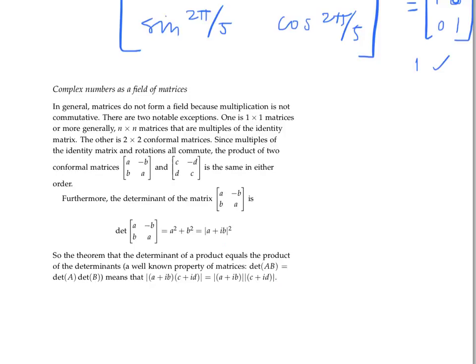Another cool fact is that the determinant of a matrix that is conformal is the following, a squared plus b squared, which we know to be the square of the modulus of a complex number. And so the theorem that states that the determinant of a product of two matrices equals the product of their determinants, written out very nicely right here, determinant AB equals determinant A times determinant B, something we will be proving on Monday, means that the modulus of this product is equal to the product of their moduli. Very cool. And that's it for today.